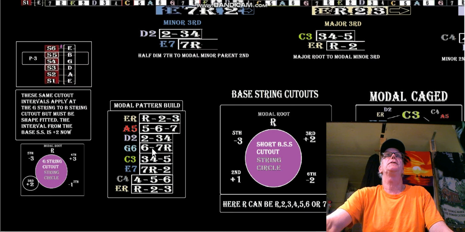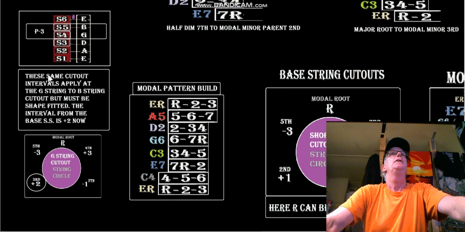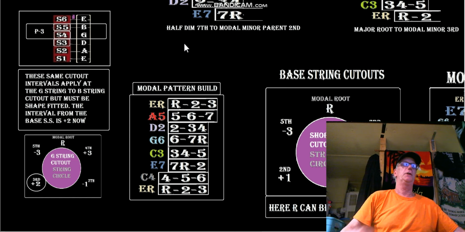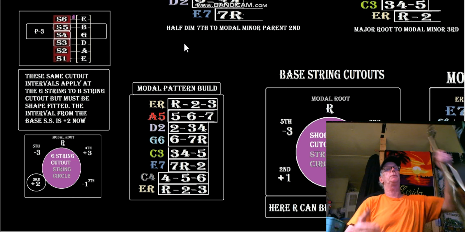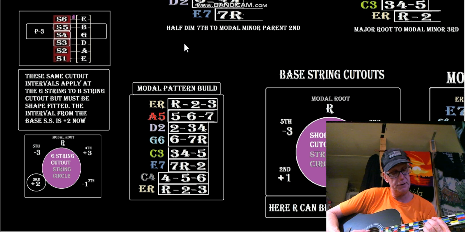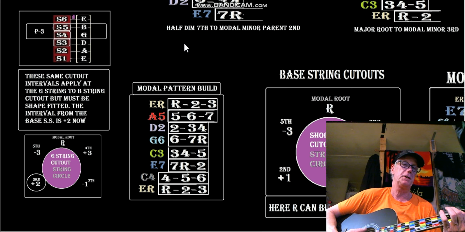One thing I want you to take away, we can just look at this little thing over here. These same cutout intervals apply at the G string and the B string cutout, but must be shape fitted. The interval from the bass string shape is plus 2 now. In other words, those minor and major thirds that we were talking about, let's say we're in the Mixolydian mode, C, A shape C. When you play an A down here, the real deal A, E becomes the fifth of that A.